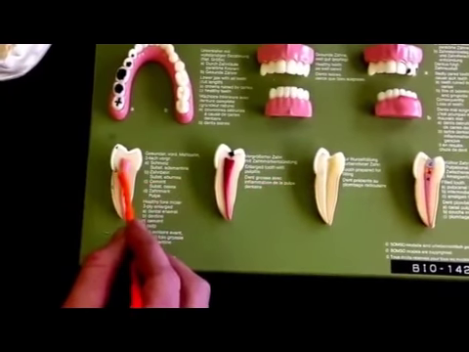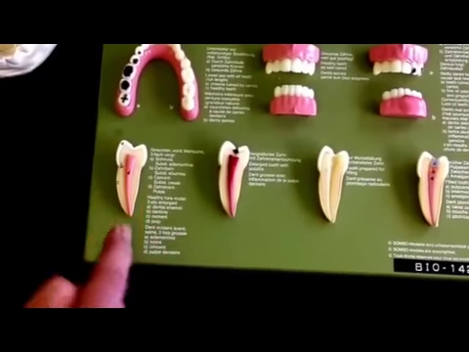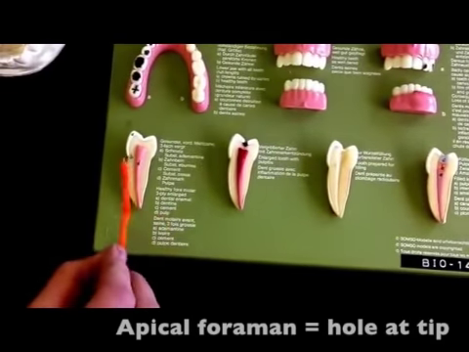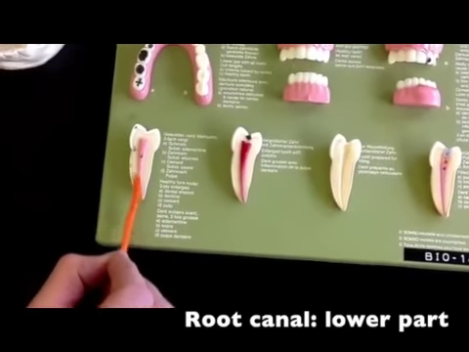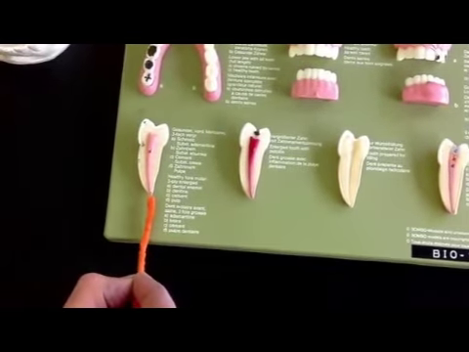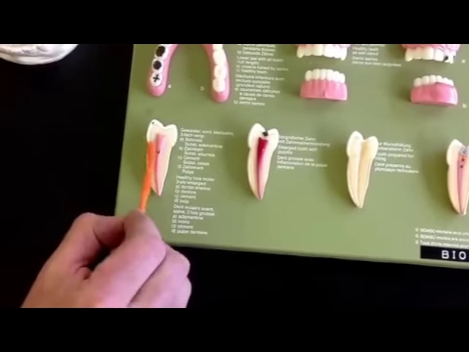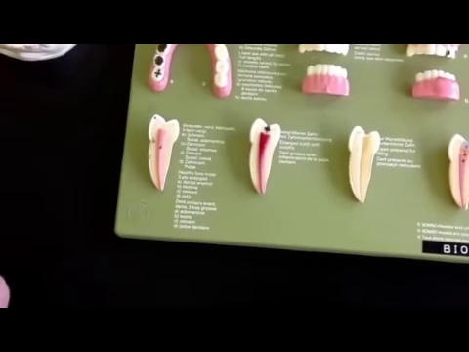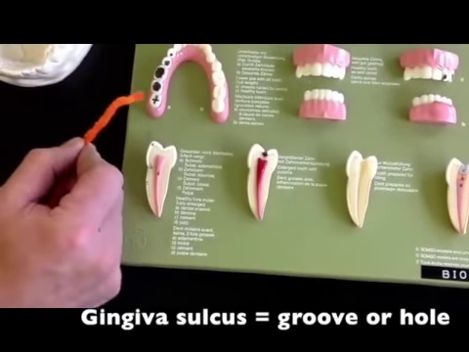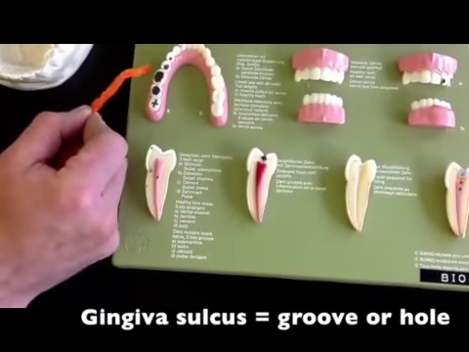Then in the pulp cavity, you're going to have the apical foramen, which is the hole at the tip. And then the lower part's called the root canal. That's where the root is. So you have your pulp cavity with root canal and apical foramen in the center of the root. And then you have your dentin and enamel covering the top. Then you have your gingiva, which is your gum. And the gingival sulcus is the groove where your teeth would be, the hole, basically.